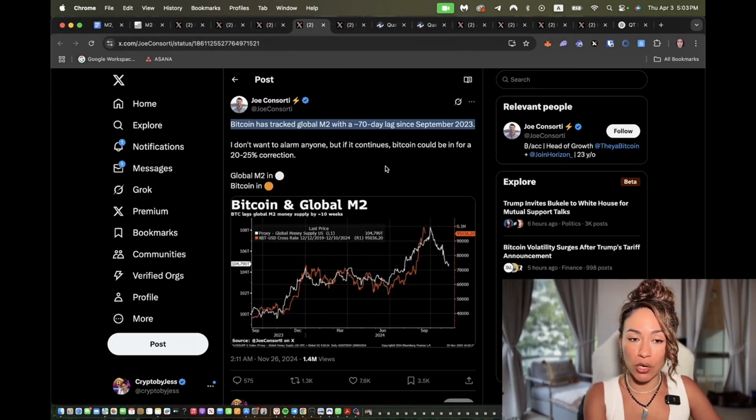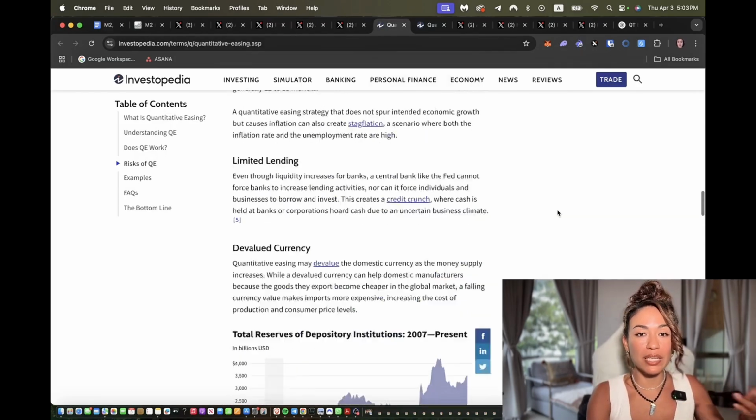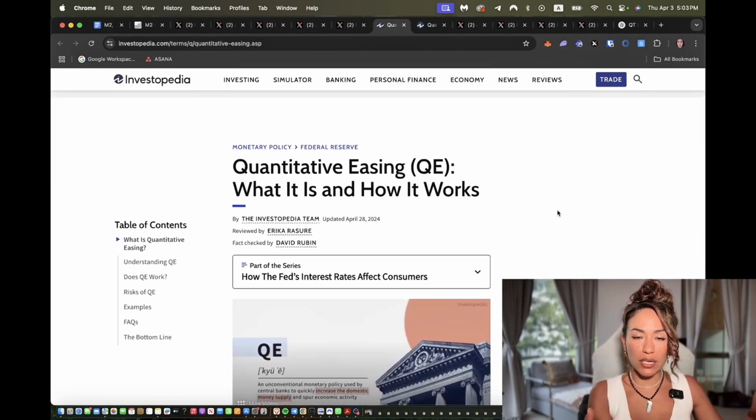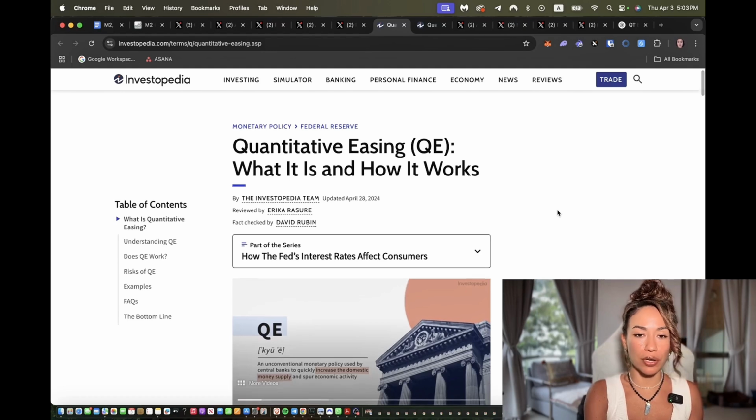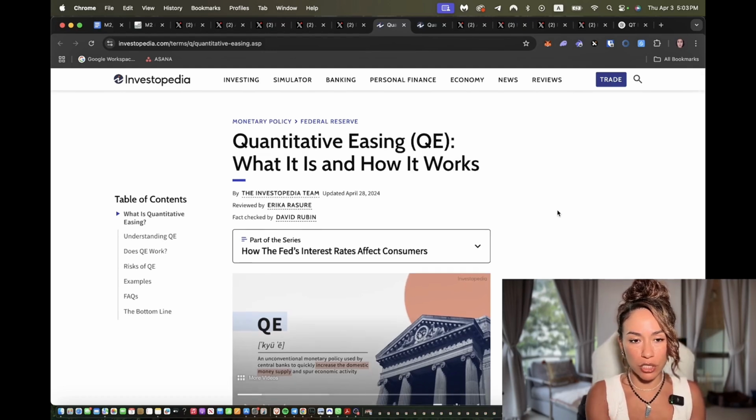And here, as shared by Joe Consorti on X, they pointed out, right? It's either a 10-day or a 70-day lag or delay between Bitcoin and the global money supply. But let's break it down. So, what is quantitative easing? There is a great resource called Investopedia if you're not already familiar, and you can search all sorts of investing terms there.